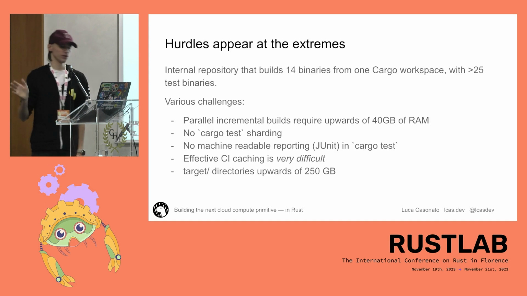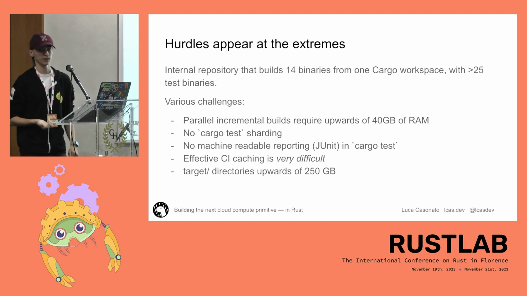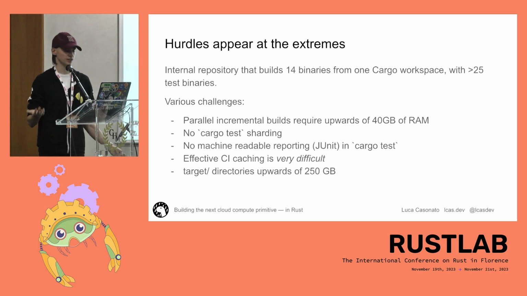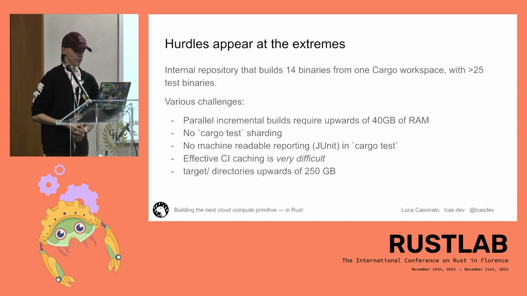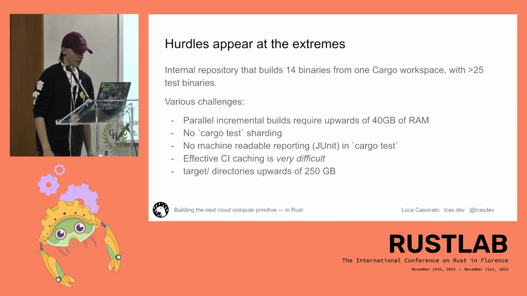And this points to a different problem, which is that hurdles, in our experience, appear at the extremes. We have internal repositories that build 14 different binaries from a single cargo workspace that have 25 different test binaries. And this has challenges, right? I have a very powerful Linux machine at home, and building this in parallel requires upwards of 40 gigabytes of RAM for a one-line change, 40 gigs of RAM. That's a really high bar for somebody to contribute to this project now, right? You can't do this on an M1 Mac. If you have 32 gigs of RAM, you're just out of luck.